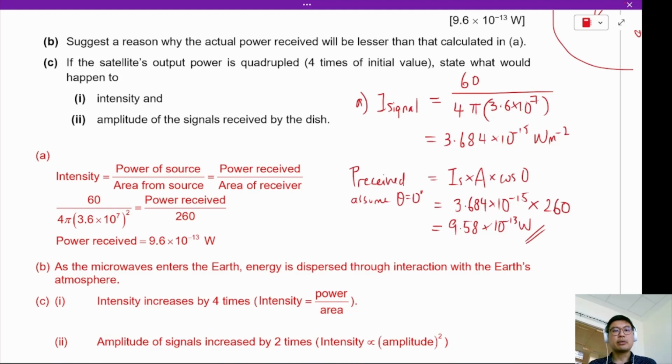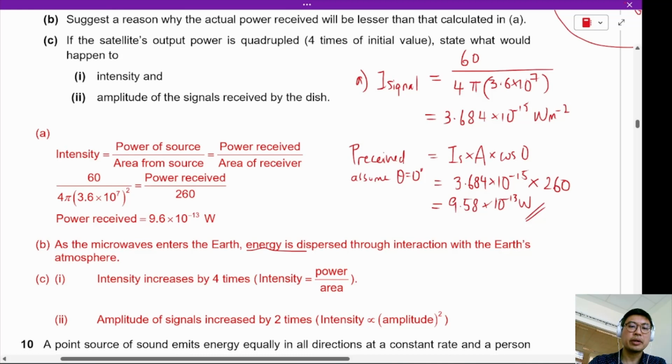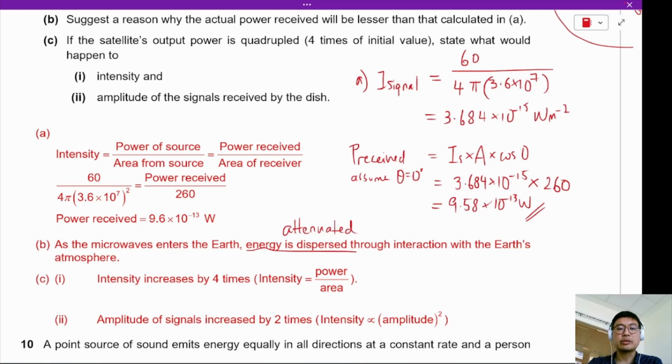Now suggest a reason why the actual power will be less than that calculated in part A. As the microwave enters the Earth, the energy of the microwave is dispersed, or the correct word is attenuated, due to interaction with the Earth's atmosphere. So some of the microwaves are absorbed.